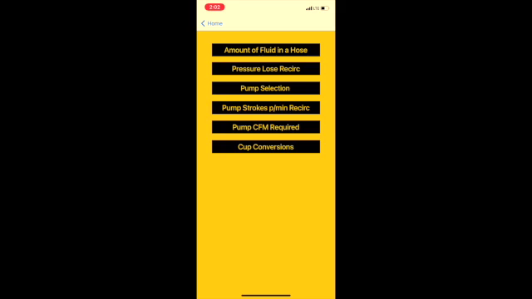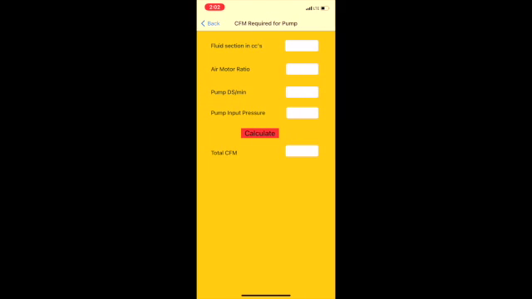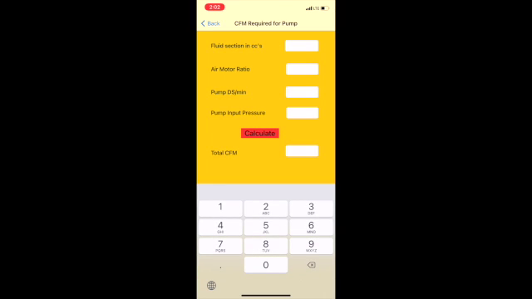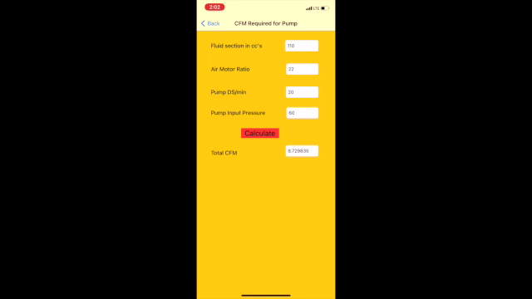Next, we're going to look at pump CFM required. We're going to enter that same 110 fluid section. It's a 22-110, so now on the air motor, let's enter the 22. We're going to stroke it 20 times, or 20 double strokes a minute, and our input pressure is 60 psi. When we hit calculate, it gives us the CFM required per minute of that one pump. So if you have 4 pumps, just multiply that by 4.